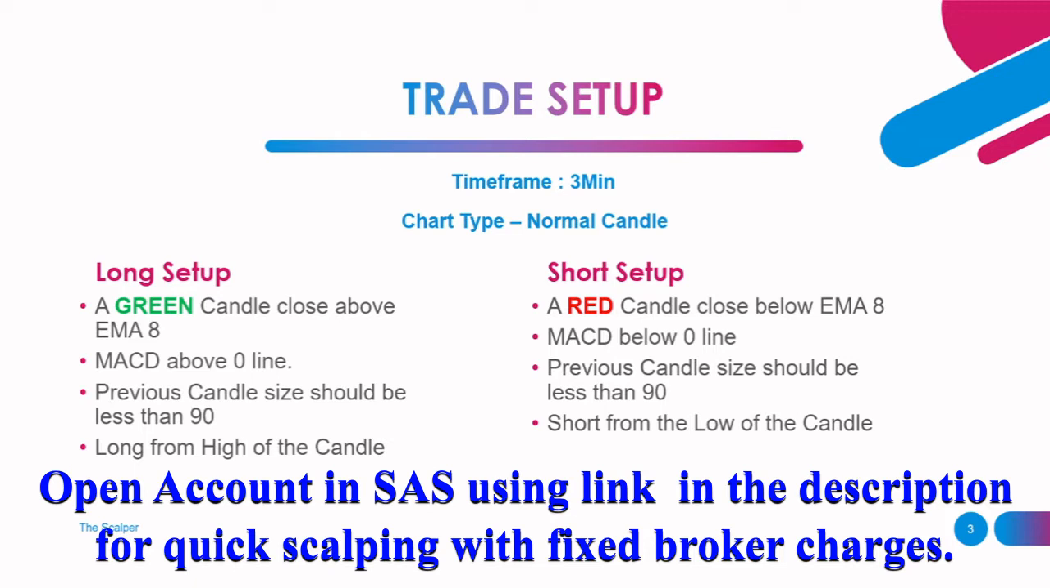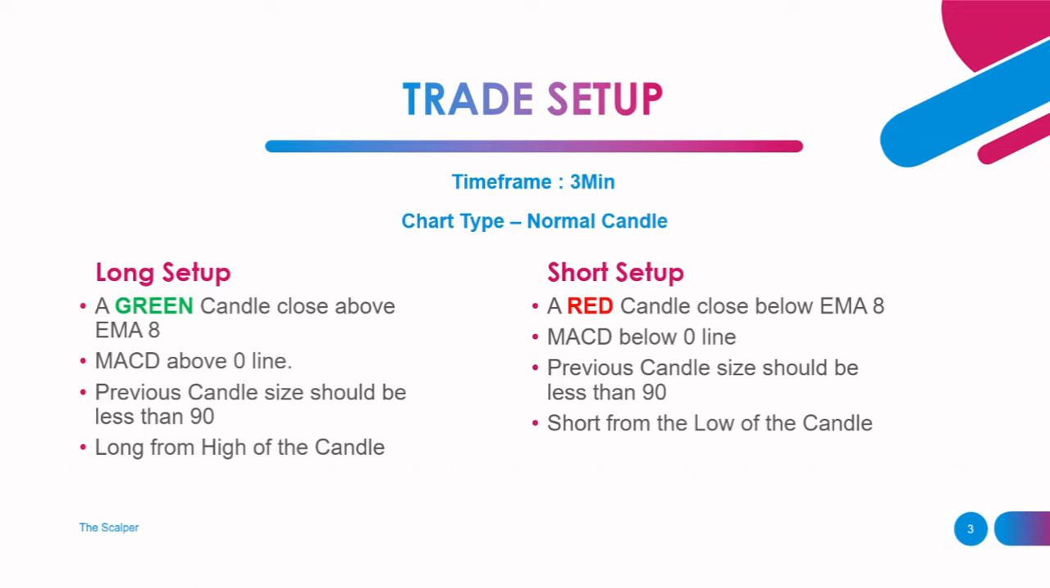And for the long, you need to go long from the high of the candle. That is the long setup. Similarly, in the short setup, we need one candle which is closing below EMA 8, and MACD should be below the 0 line, and the previous candle should not be more than 90. That means it should be a small candle, right? And for the short, you need to go short from the low of the candle.